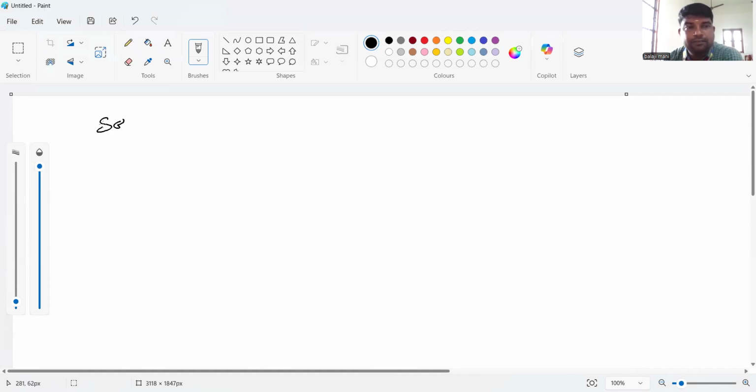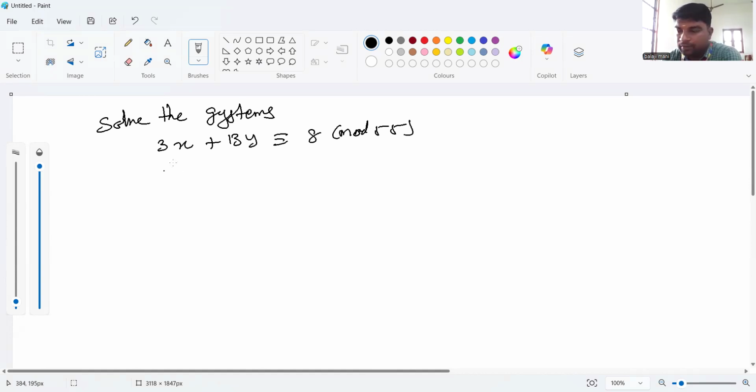Solve the system: 3x plus 13y congruent to 8 mod 55, and 5x plus 21y congruent to 34 mod 55.